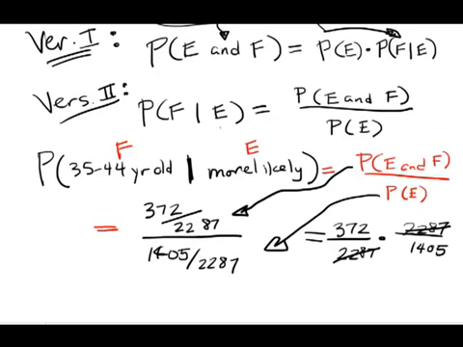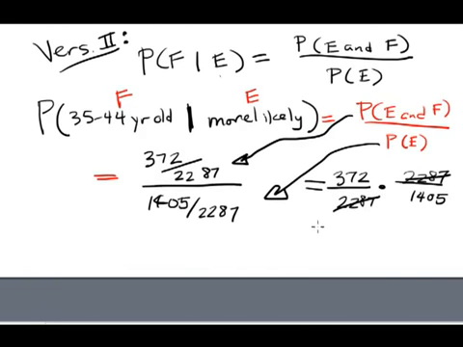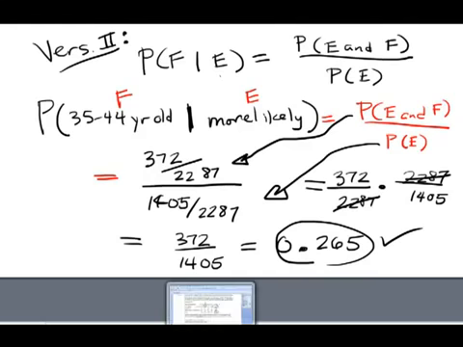So I'm really just going to work out on my calculator 372 divided by 1405. And if you round this off to 3 decimal places, you'll see that you get an answer of 0.265. There's our final answer on that one. Now, let's keep going with this problem here.